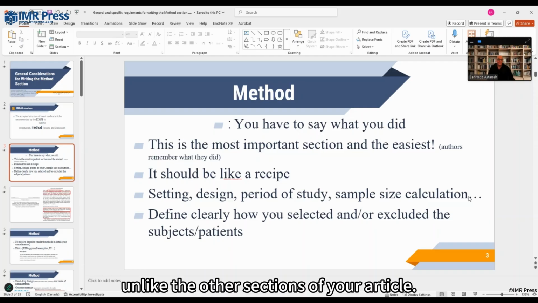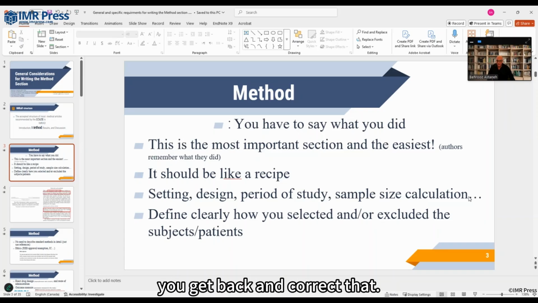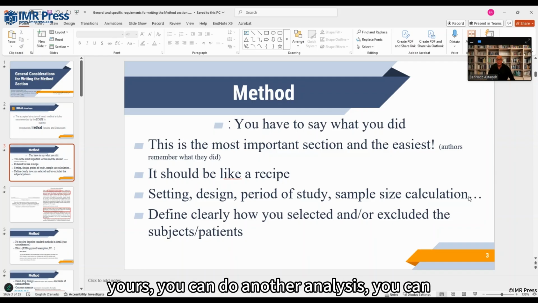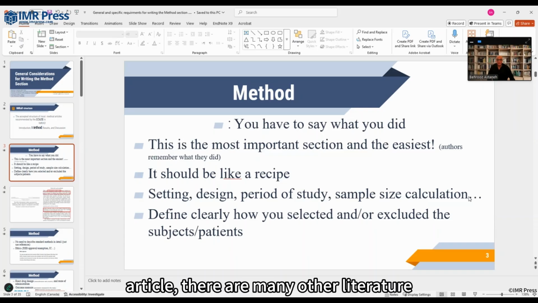Unlike the other sections of your article, for example, if you made a mistake in the introduction of your article, it is possible that you get back and correct that. If you make a mistake in writing the results section of your article, data is yours. You can do another analysis, you can prepare other tables or figures, and you can rewrite the results section. Or if you make a mistake in writing the discussion of your article, there is a lot of other literature available.